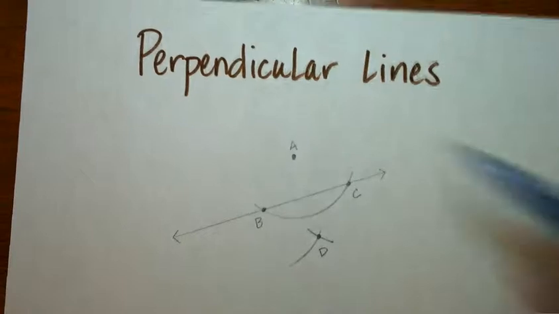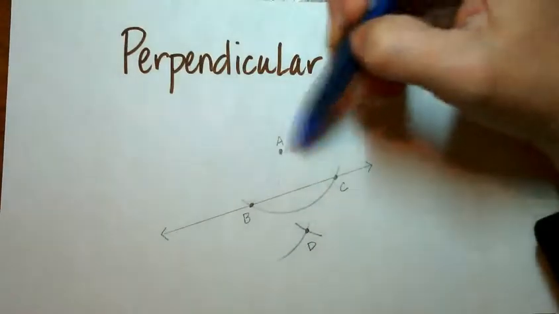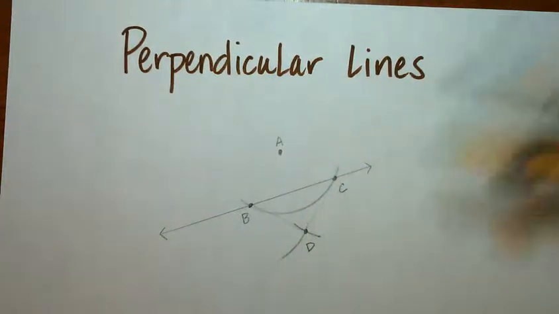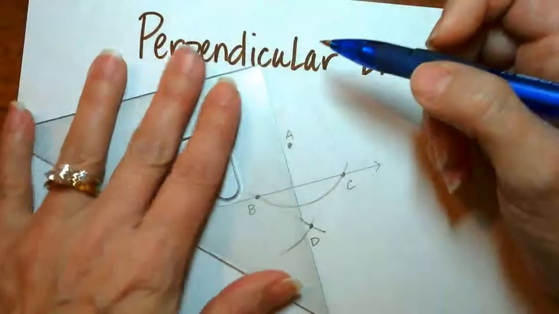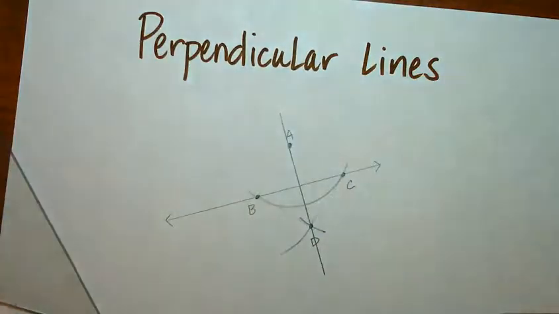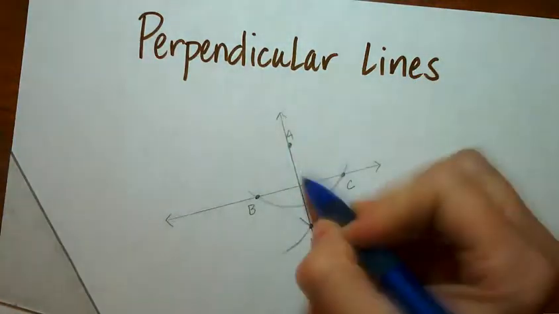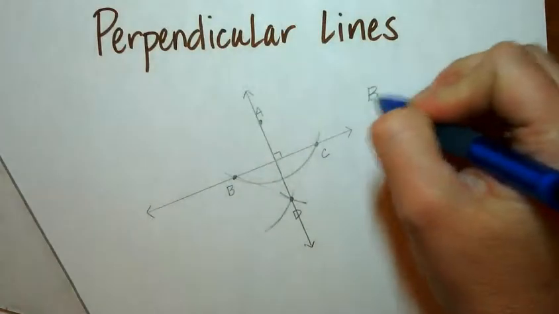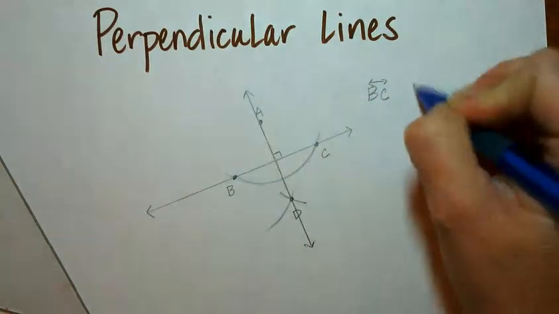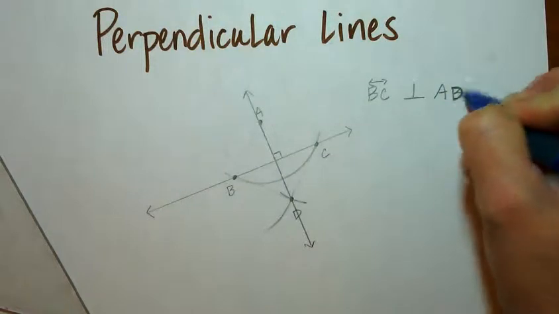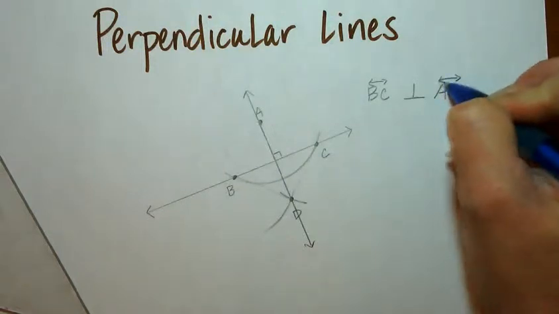So essentially what I've done is I've made a piece there, there, there, and there, and they're all congruent because they are all using the same measurement on the compass. So now if I take my straight edge and connect A and D, I now have a line that is perpendicular to the line I started with. So I'm going to say line BC is perpendicular to line AD. Sorry. And you're done.